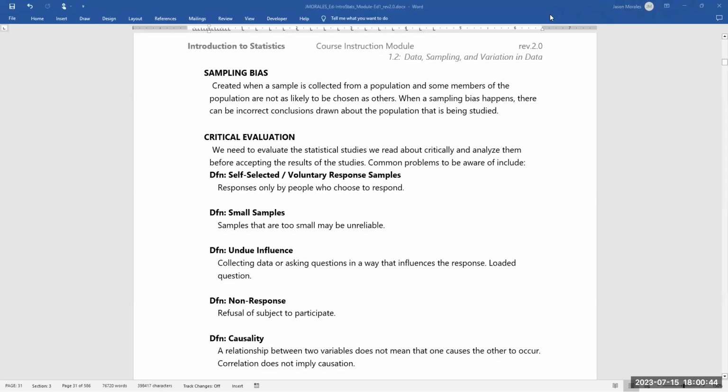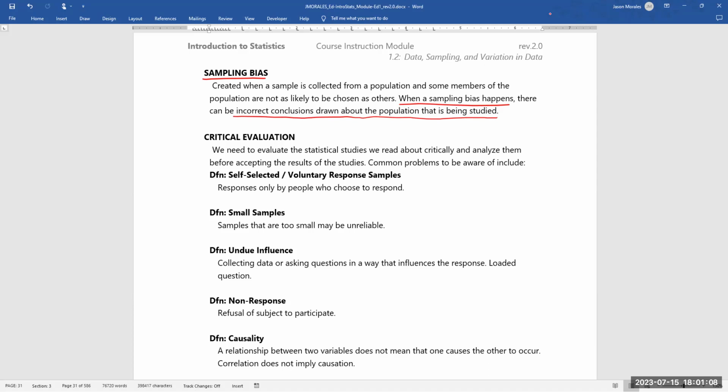Now moving on to sampling bias. So sampling bias is created when a sample is collected from a population and some members of the population are not as likely to be chosen as others. When sampling bias happens, there can be incorrect conclusions drawn about the population that is being studied.